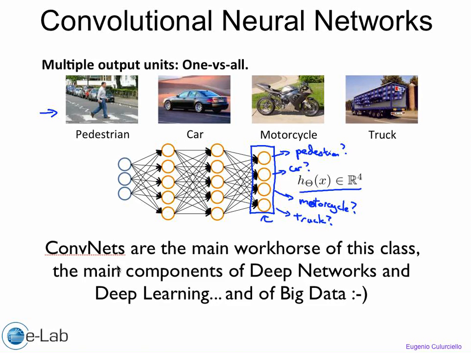In any way, ConvNets, or convolutional neural nets, are basically the most important part of this course. So it's extremely important that you all understand exactly how they work and how they perform the job. So please pay attention to this lecture and the next lecture. There are also examples about convolutional neural networks that we're going to give. These are not only the main workhorse of this course, but they're also the main component of deep networks and deep learning.